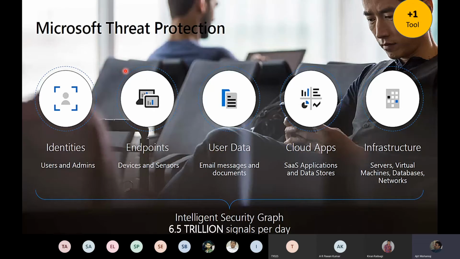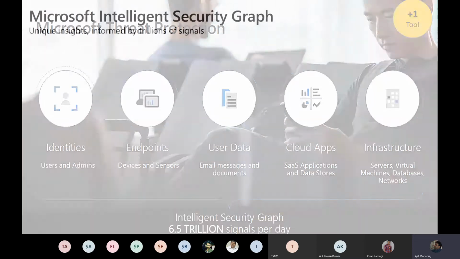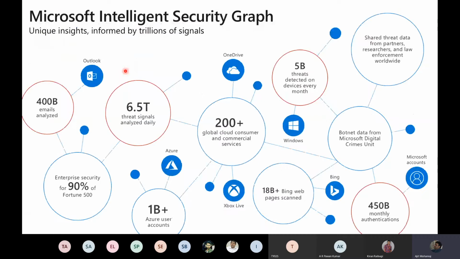And this is the plus one that I want to talk about, right? This is nothing but Microsoft's own cyber defense unit. We refer to it as the intelligent security graph, right? What is it? This is something that you desperately need to back you up. This is the telemetry of information that the Microsoft cyber defense team has. And look at it, I've just highlighted a few. They are analyzing 400 billion emails, right? They are analyzing 6.5 trillion threats every day, right?